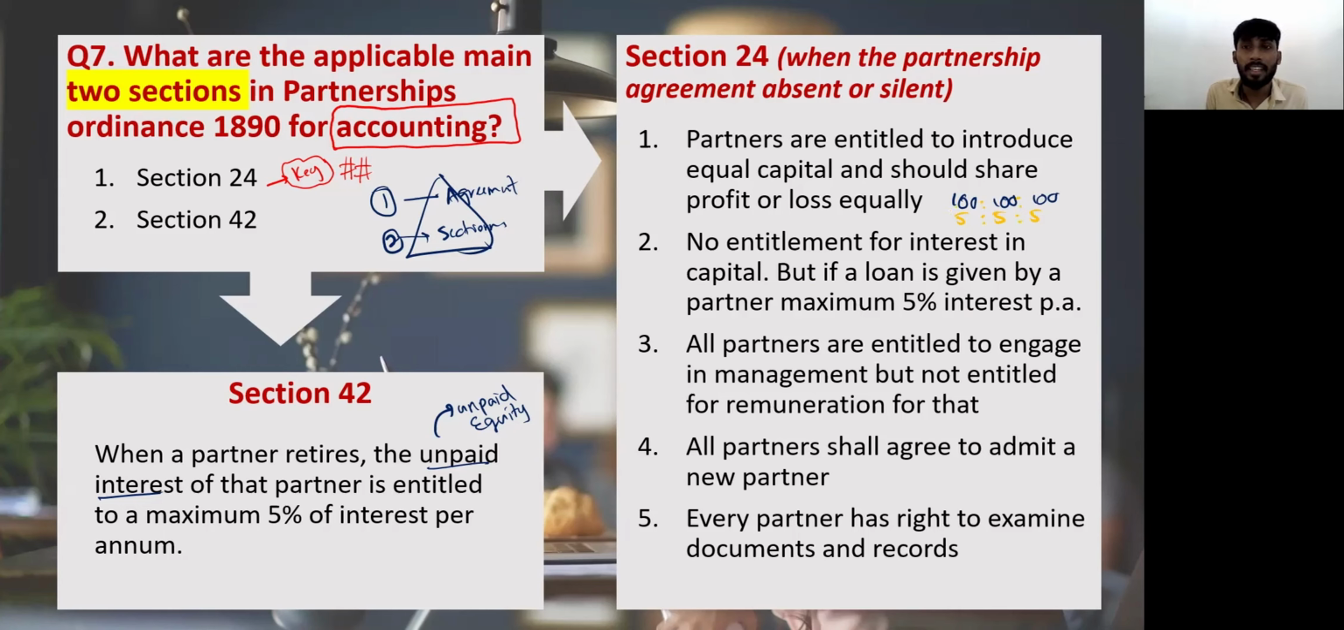That's what section 24 says. Now, if there is a clause or any other term in the partnership agreement, then the partners can give priority to the partnership agreement. No issue with that. Okay, great.